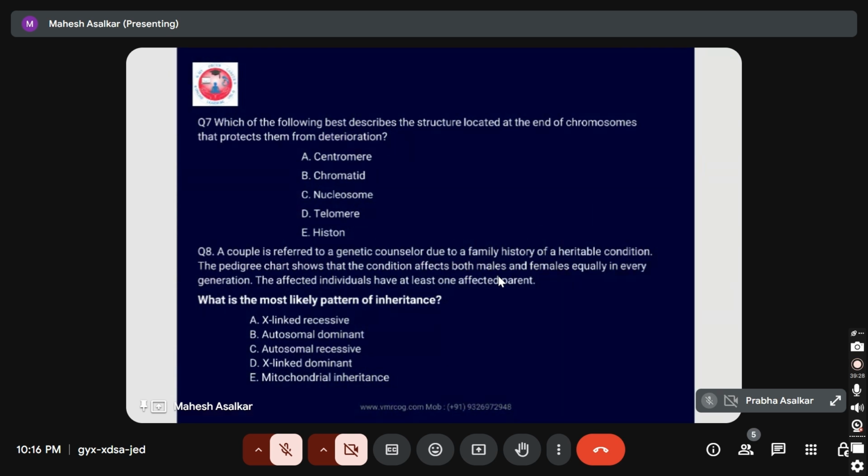Which of the following best describes the structure located at the end of the chromosomes that protects them from deterioration? Centromere, chromatid, nucleosome, telomere, histone. Answer D, telomere.